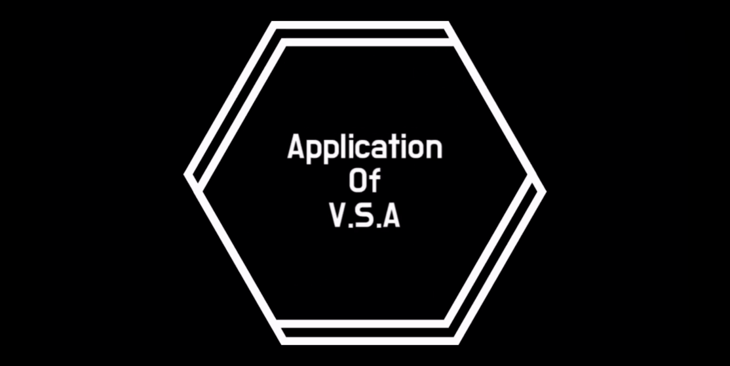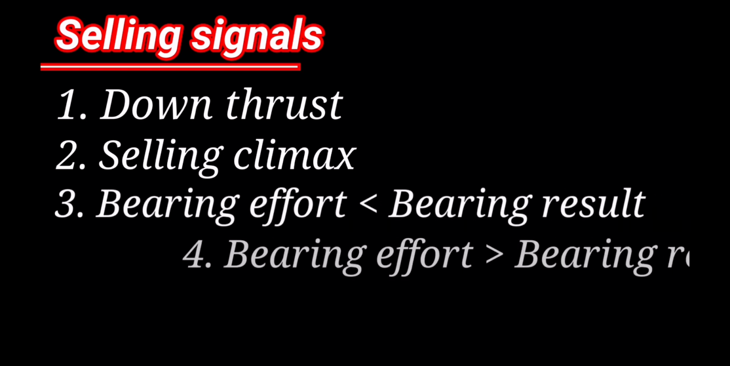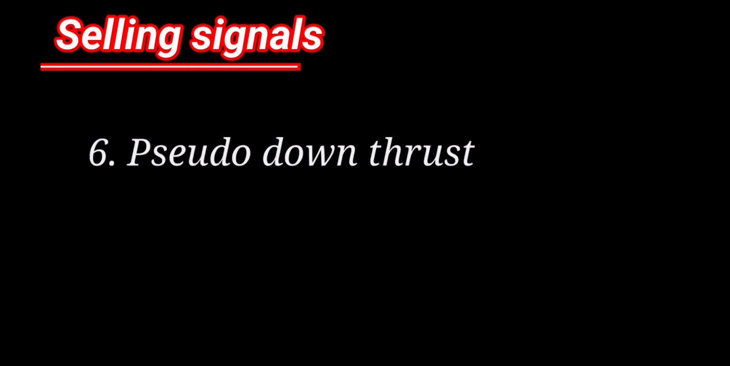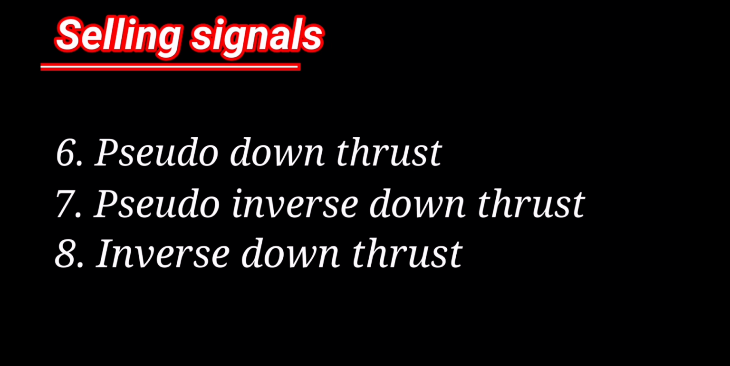There are 2 major applications of volume spread analysis: buying signals and selling signals. Different types of selling signals. Down thrust. Selling climax. Bearish effort less than bearish result. Bearish effort greater than bearish result. No supply bar. Pseudo down thrust. Pseudo inverse down thrust. Inverse down thrust. Failed effort selling climax.